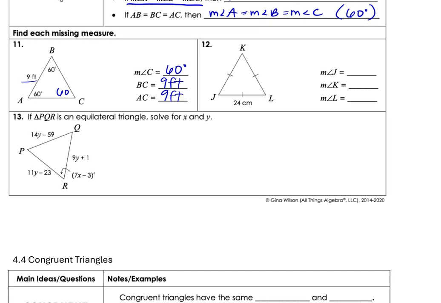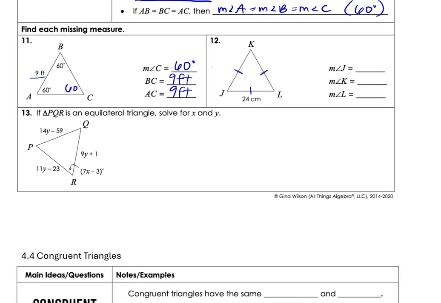This one, notice they didn't tell you the lengths of the sides, but they did tell you they're all congruent. So they're all 24, which means it's equilateral. What are the measures of those 3 angles? 60. You go 180 divided by 3 is 60 degrees. So 60 and 60 and 60. Okay.